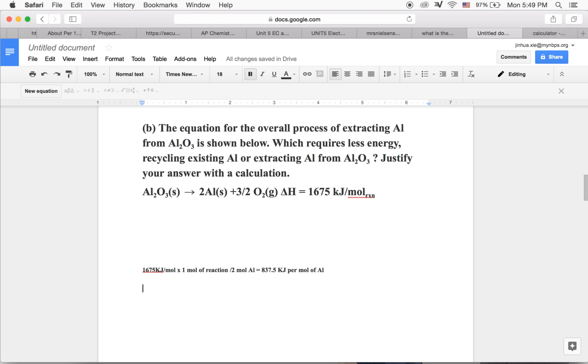It means producing 1 mole of Al from Al2O3 requires 837.5 kilojoules. Because 26 kilojoules is less than 837.5 kilojoules, that means recycling requires less energy.